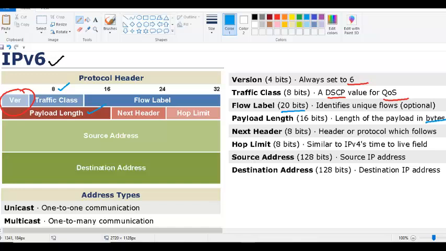Next header. This is going to tell whether the packet is TCP or UDP. Next header means what? The transport layer. This is network layer. Or if you're using OSPF, then it will show the next header is OSPF, not layer 4. OSPF works in layer 3.